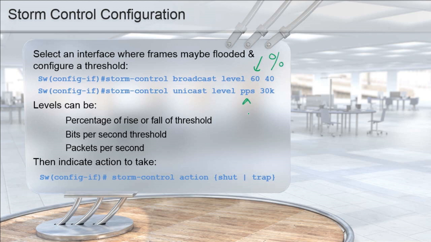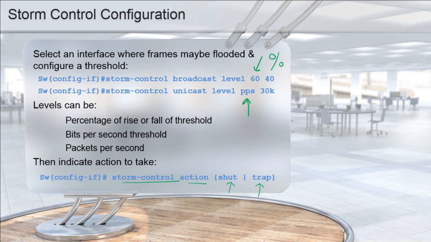When you see packets per second and bits per second, you'll be able to see the different ways that you can configure the levels. And then we can indicate what happens when we hit those thresholds. So storm control action, do we want to shut it? Do we want to send a trap?